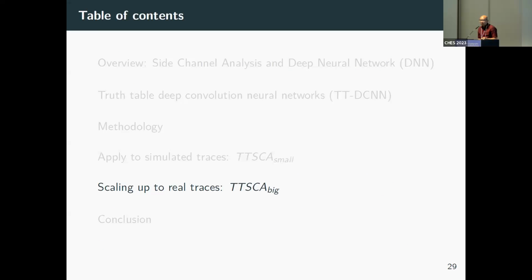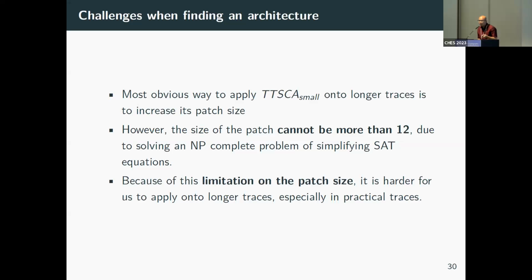So this comes to where we want to scale it up to real traces. Of course, the most obvious way is to apply TT-SCA small onto longer traces, which is to just increase its patch size. But when we use the Quine-McCluskey algorithm, we are actually solving an NP-complete problem of simplifying set equations. This means my patch size cannot be more than 12. So with this limitation of the patch size, it becomes harder for us to apply it onto practical traces with thousands and millions of sample points.